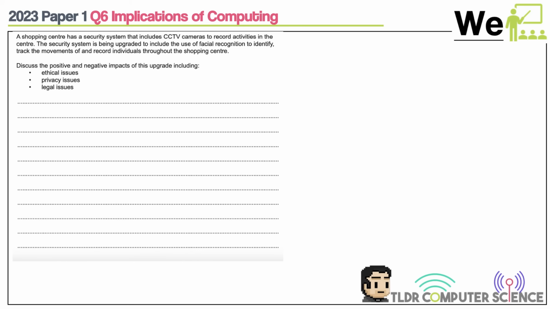And what it will want you to do is consider the effect on typically you as an individual, and maybe from the company's viewpoint or the system's viewpoint, like whoever's running the system. What are the advantages? What are the disadvantages? And remember, knowledge, what you know about it, and then apply that to the scenario. So in this question, it's talking about a shopping center that has a security system that includes CCTV cameras to record activities in the center.